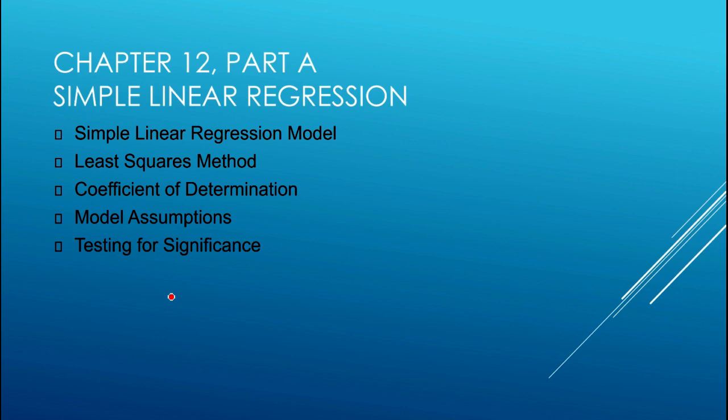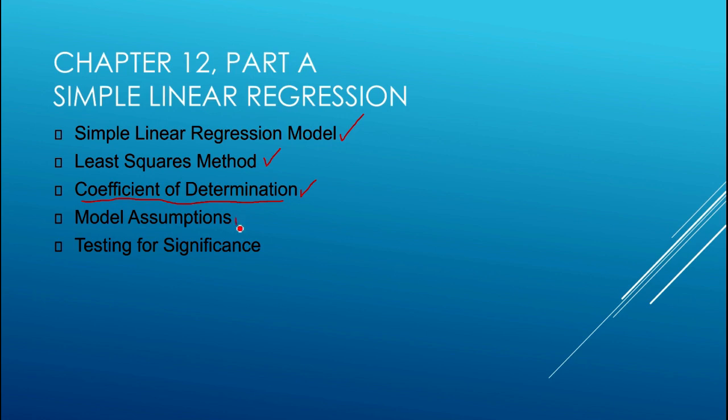So we're going to talk about simple linear regression in this chapter. We'll talk about the simple linear regression model, and I'll introduce you to some of the basic terms and concepts in this first video. We'll talk about the least squares method. The least squares method is the method that we use in order to estimate the parameters of the regression model from sample data. We'll be able to assess how well the model fits the data in a number of different ways, but one way is by looking at the coefficient of determination.